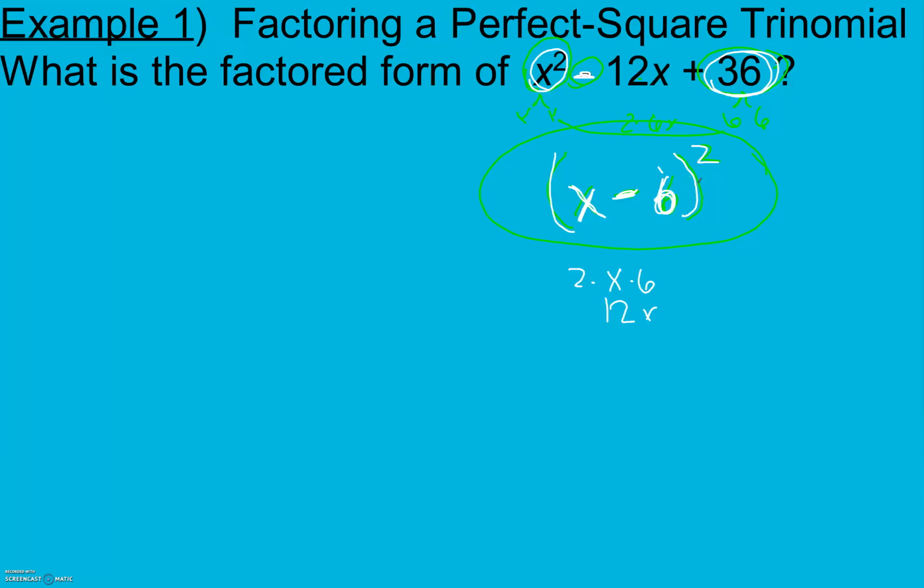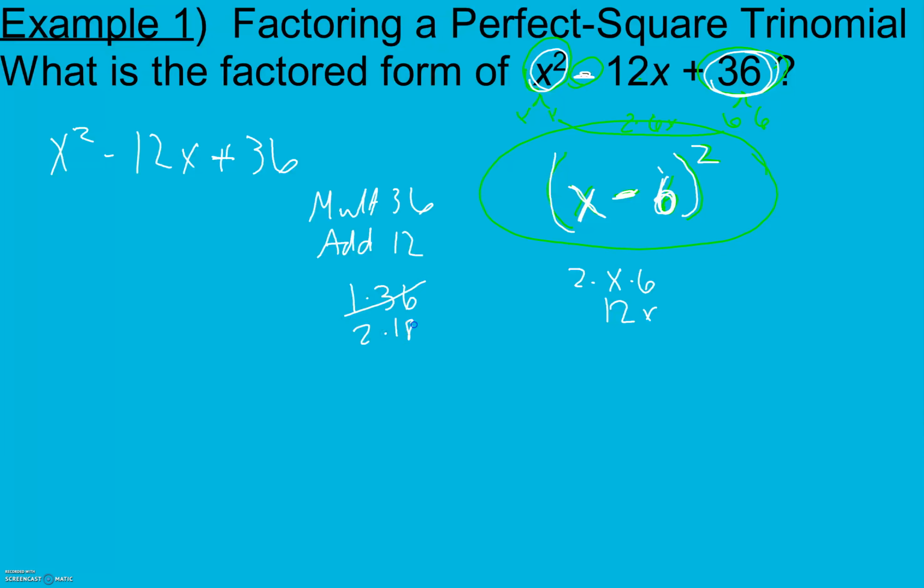We also could have factored this the same way that we have been doing, so if you don't recognize that it's a perfect square trinomial, that's fine. It's just going to save you a little bit of work. So here we need to multiply to 36 and add to 12. Our options: 1 and 36, no. 2 and 18, no. 3 and 12, no. 4 and 9, no. 6 and 6, yep.